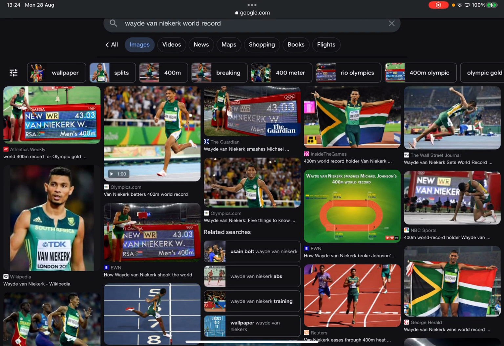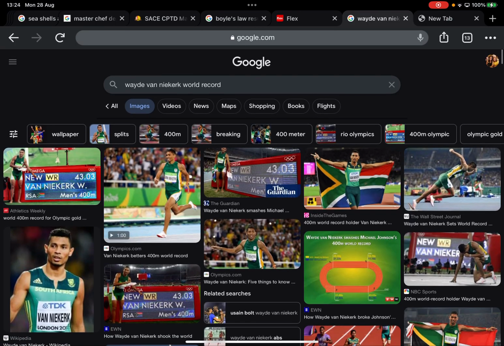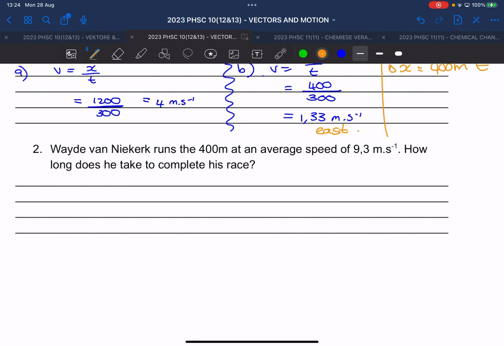400 meters. Okay, right. So it says there, Wade van die Kerk runs the 400 meters at an average speed of 9.3 meters per second. How tall is the door again? 2 meters. So 9.3 meters is 3.5 doors. Just quickly stack the doors on top of one another. 3 and another one. In 1 second, he covers that distance. Okay, so he is very fast.